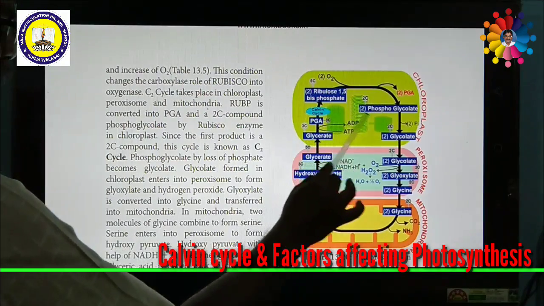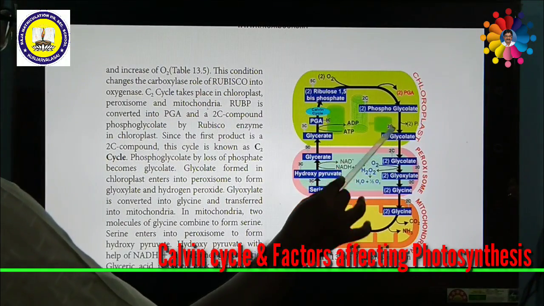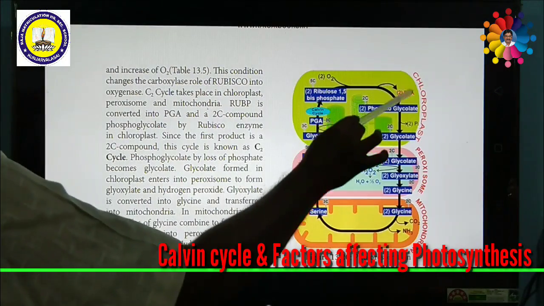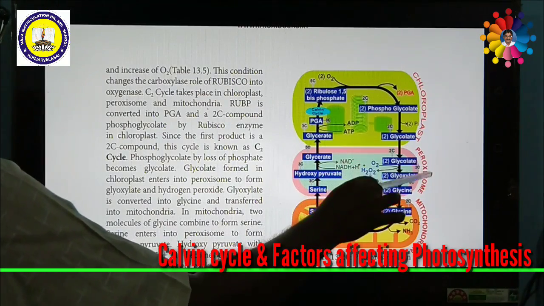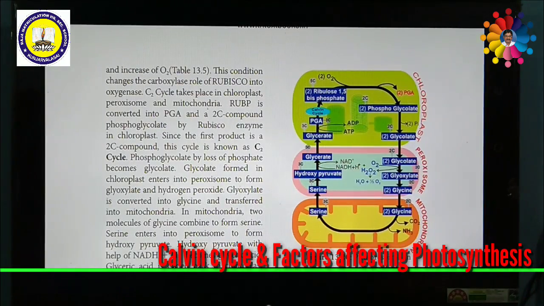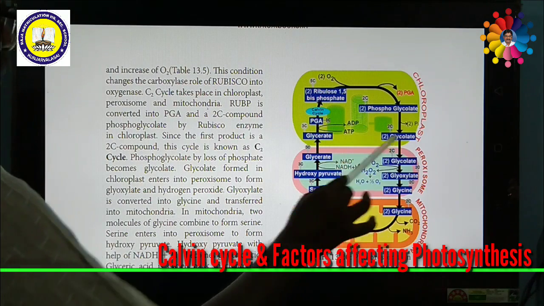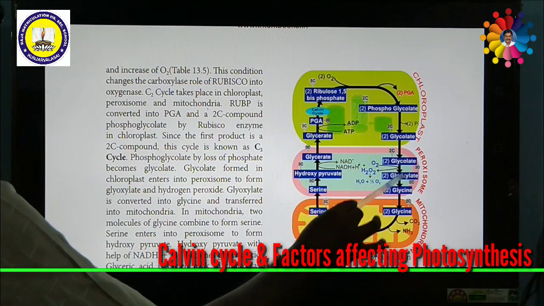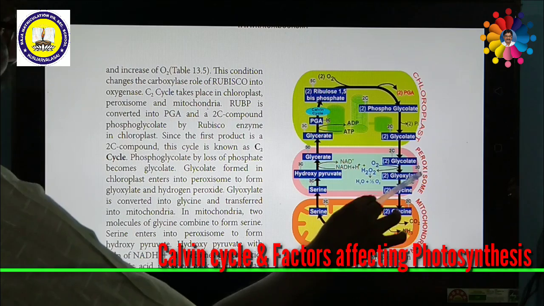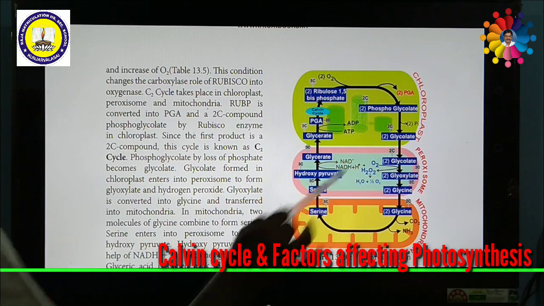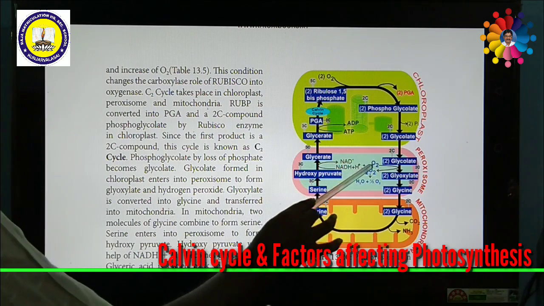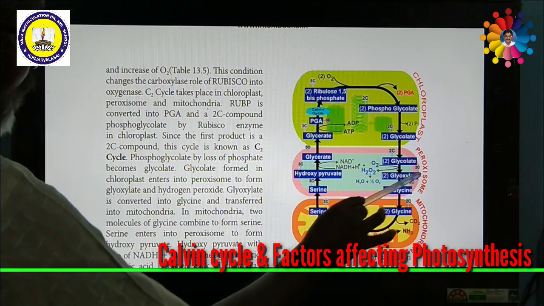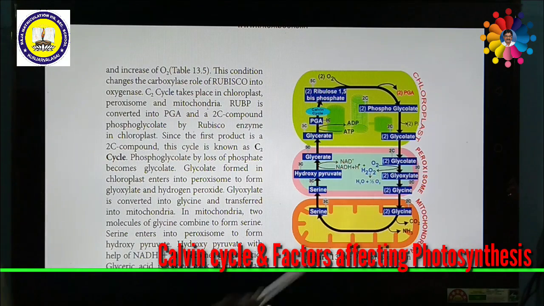Then this phosphoglycolate is dephosphorylated to produce glycolate in chloroplast. Then this glycolate enters into another organelle called peroxisome. Then this glycolate is oxidized, utilizing more oxygen to form glyoxylate as well as hydrogen peroxide. This hydrogen peroxide may produce water and oxygen. Then this glyoxylate produces glycine in peroxisome.